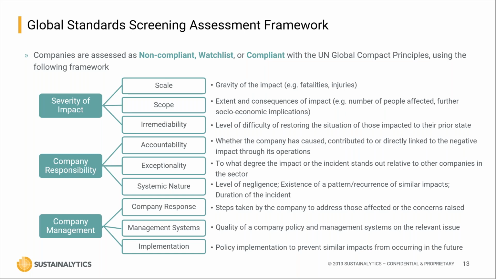When it comes to company responsibility, we look at the accountability. To what extent does the company cause, contribute, or is directly linked to the impact? Then there is exceptionality, to understand to what degree this incident stands out compared to other companies in the sector. And the systemic nature looks at whether there is a pattern of recurring incidents, or whether it is a one-off. How long does the incident continue, and so on?